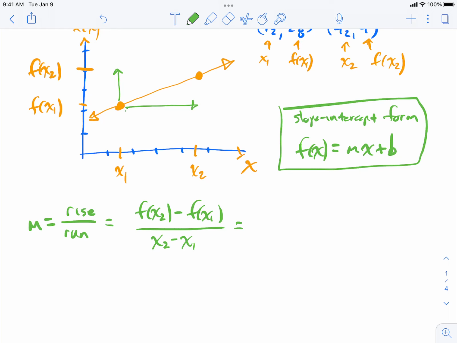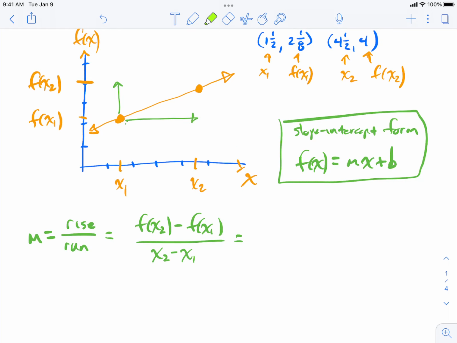So let's put the numbers in. F of x2, I got that right there. It's a 4. Minus the f of x1, which is over here. It's a 2 1/8.